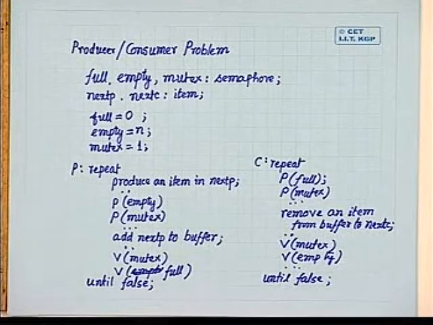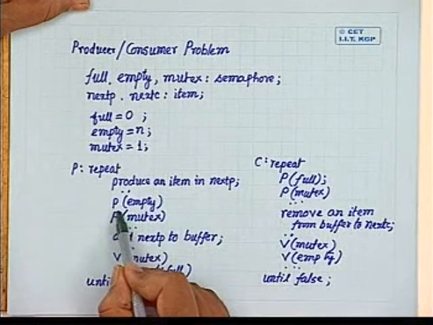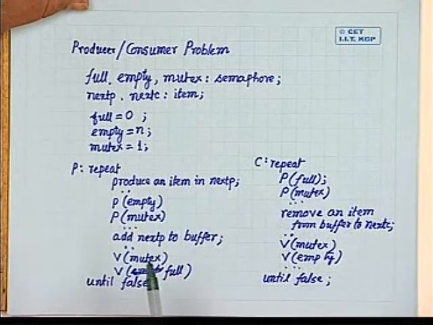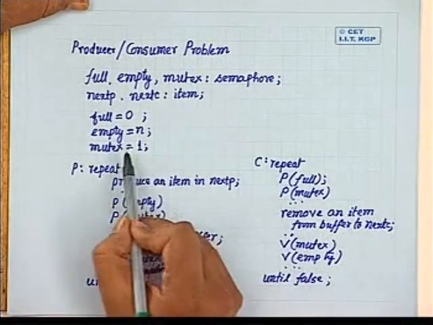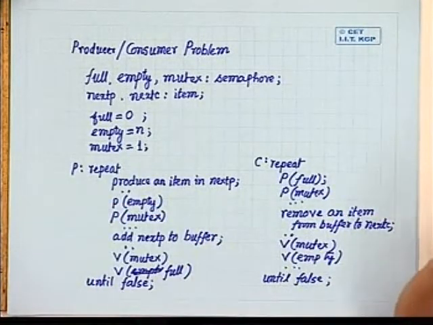So you can write the producer and consumer processes like this. Whenever a producer process produces an item and wants to put that item into the buffer, firstly the producer process will perform a P(empty) operation. And you find that empty is initially n, that means initially all the locations in the buffer are empty, there is no item in the buffer.